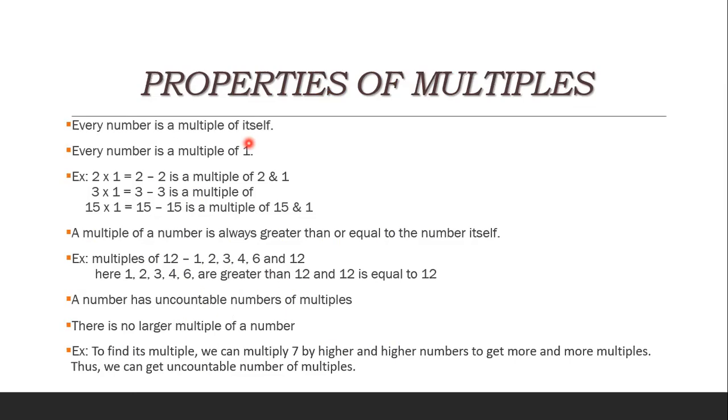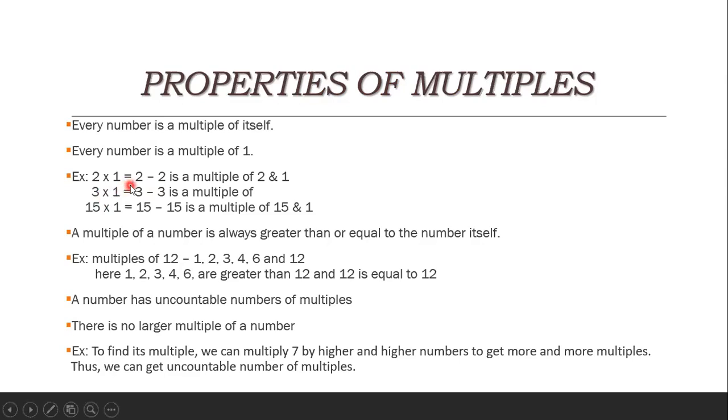And if you take 3, 3 is a multiple of itself. 3 into 3, 5 into 5. 5 ones are 5. 3 ones are 3. 10 ones are 10, like that. Next, every number is a multiple of 1. Whatever the number you take, it is a multiple of 1.